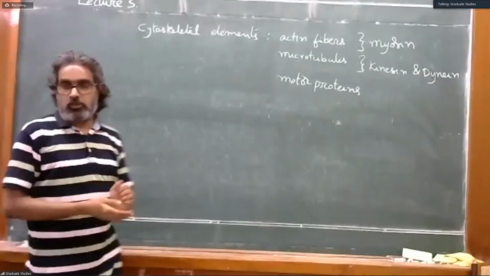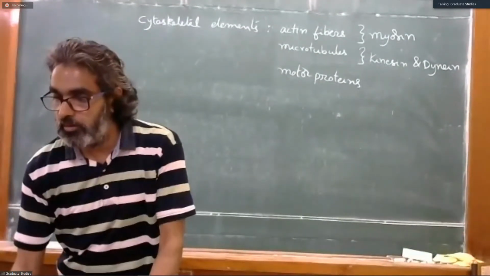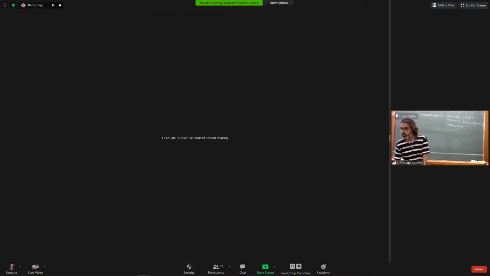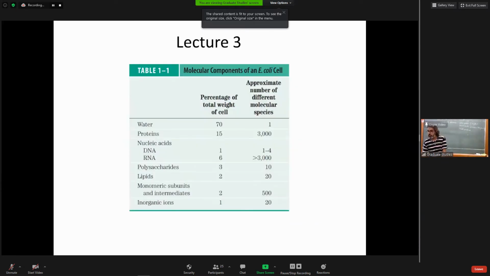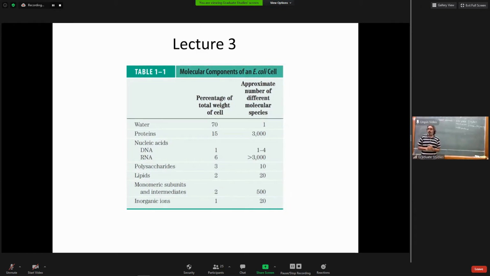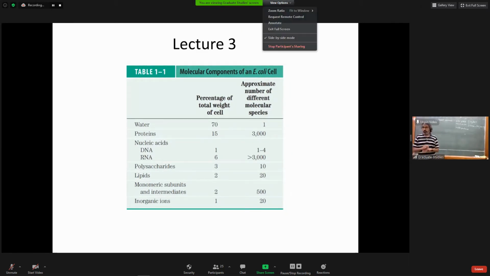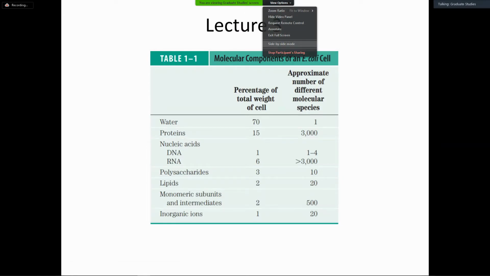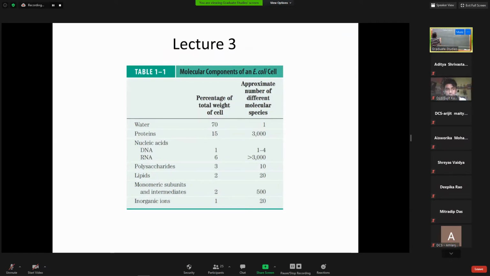Okay, so today we'll come back to molecules of importance. Let me share my PPT. Coming back to this table, it shows the important molecules inside cells. Apart from water, there are other polymeric molecules or macromolecules: proteins, nucleic acids, polysaccharides, and lipid molecules. Today we'll start with nucleic acids.